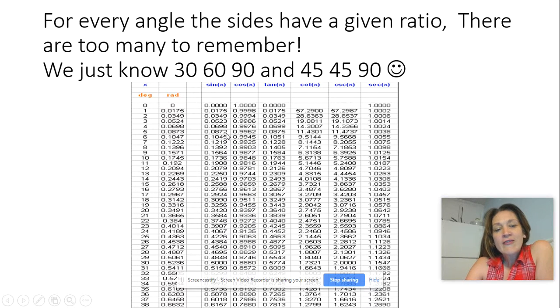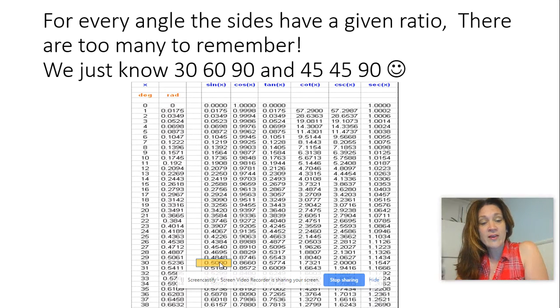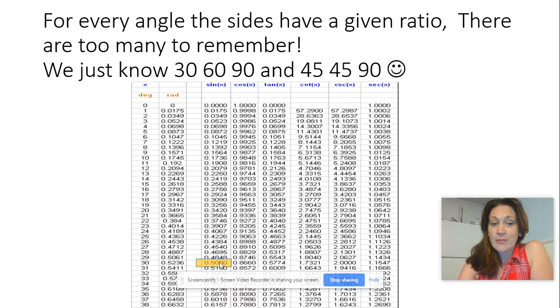So for every angle, the sides have a given ratio, but there are way too many to remember. We know 30, 60, 90 and 45, 45, 90. So let me just show you what I mean by that example. So here we had our 30-degree angle, and the side across from it is our opposite side, and we divide it by the hypotenuse. We call that the sine ratio. It's going to show up here in the chart, and you're going to see that it's 0.5. So we knew from our previous example that 12 divided by 24 gives us 0.5.